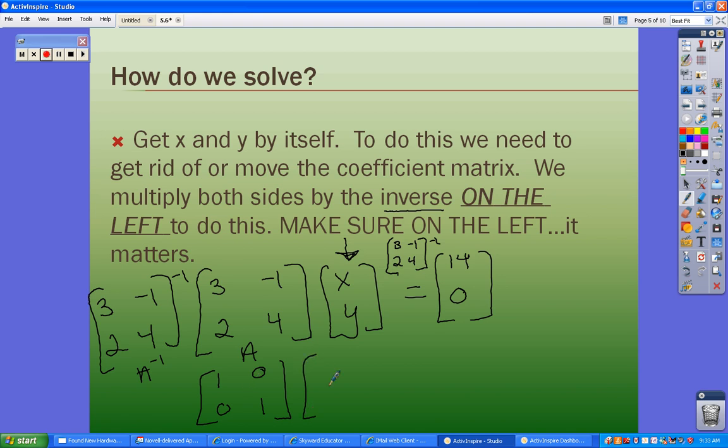So now I have 1, 0, 0, 1 times x y, equals 3, negative 1, 2, 4 inverse times 14, 0. So it has to be on the left because it's not commutative. You need to tell the equation, do I want this multiplied on the left or the right? And we are working on the multiplication on the left.